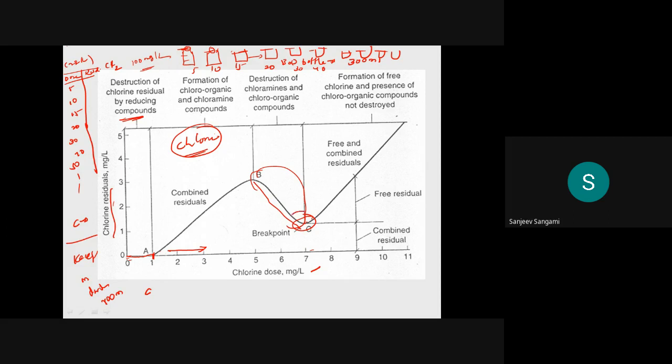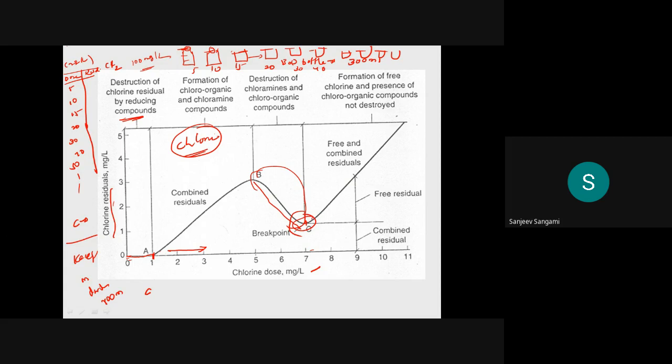Once it reaches this point, you can see the chlorine residual goes on increasing. There will not be any utilization of the chlorine because the demand is already completed here. So after this point, even if you add extra, that will be residual chlorine. If you add 7 milligram per liter at this point, then that itself is residual chlorine because it is not utilized.